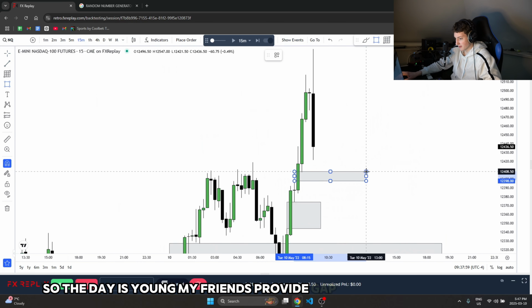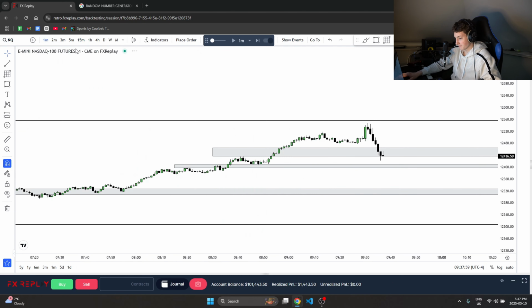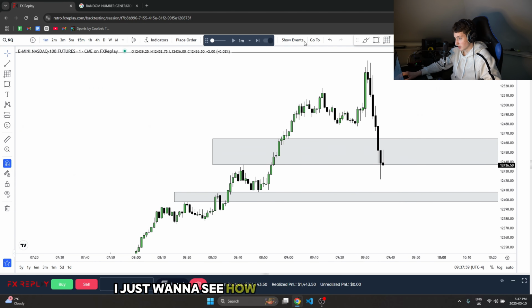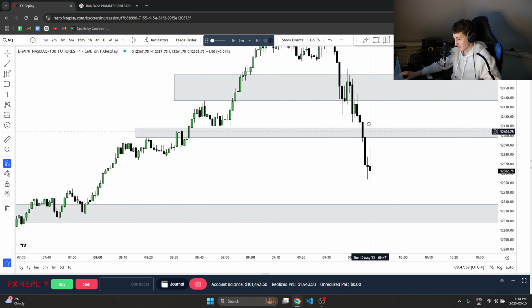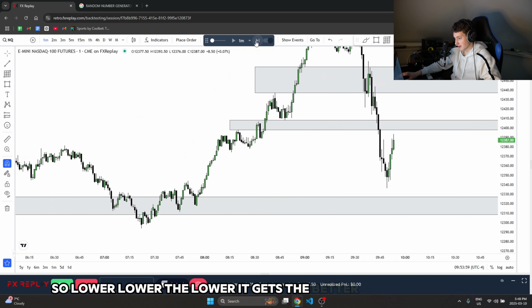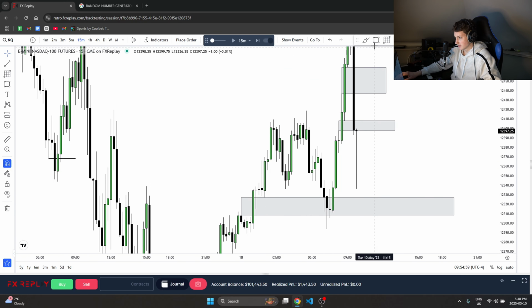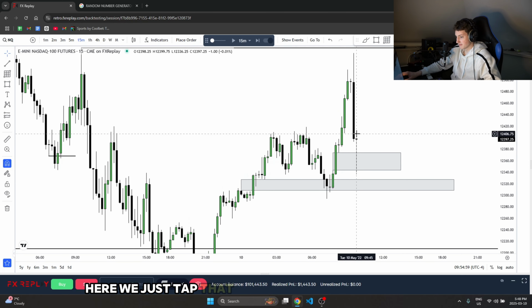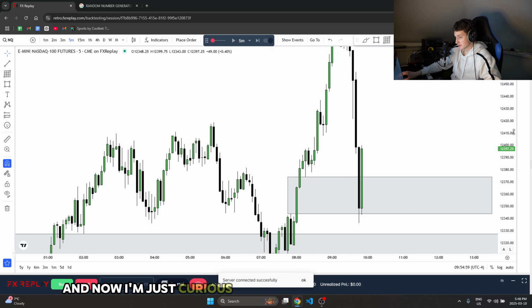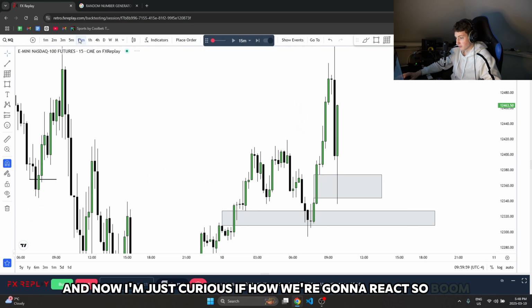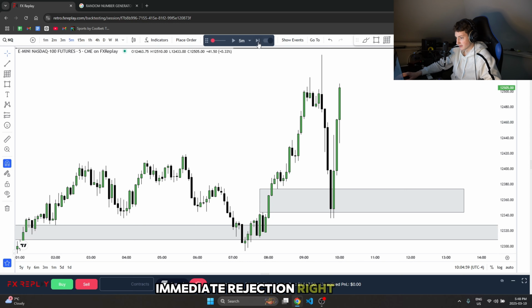Fair value gap here, fair value gap here. We're gonna see how we react to these different levels and see if that takes us up to buy side. I just want to see how low we are going to go. So lower, lower, the lower it gets, the better for us, my friends. So the lowest gap in the leg right here, we just tap that. Very bullish close right there. And now I'm just curious how we're gonna react. So boom, immediate rejection right there.